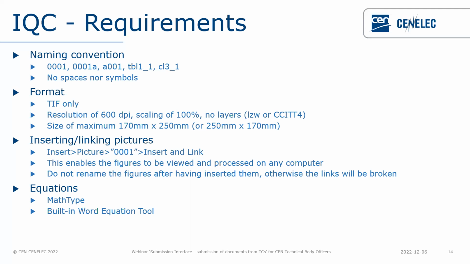If there is a comma, let's say 170 millimeters, comma 064, it will not be valid. So if you want to have 170 millimeters as a size, I would advise you to go a bit lower, towards 160, sorry, so that we are sure that it goes through. We do have the inserting and linking process in order to be able to view the figures on any devices. And also we do have the equations format, which should be either MathType or the built-in Word equation tool.